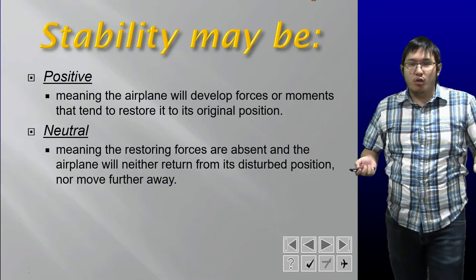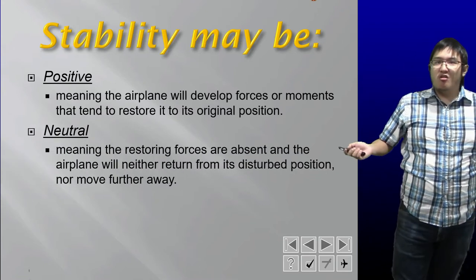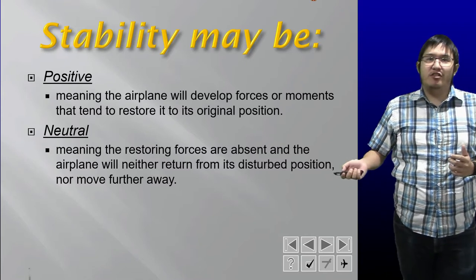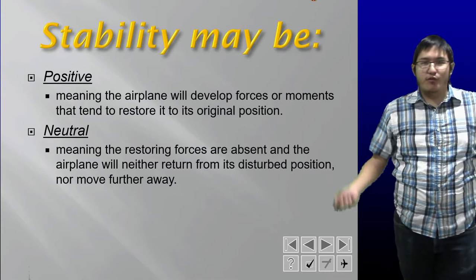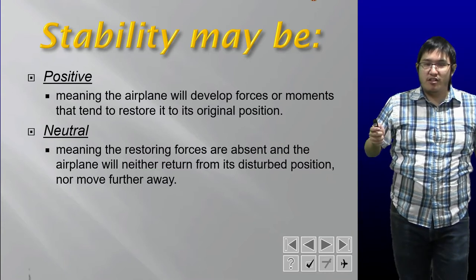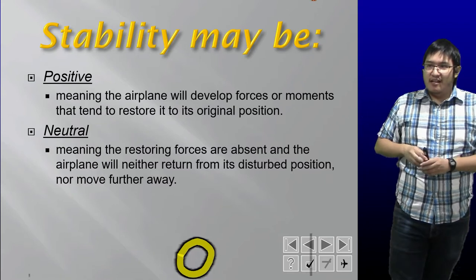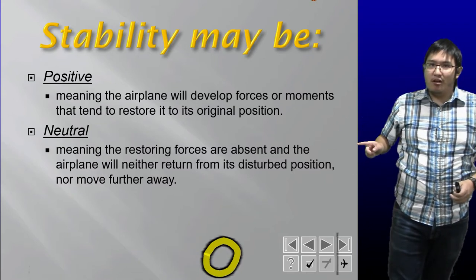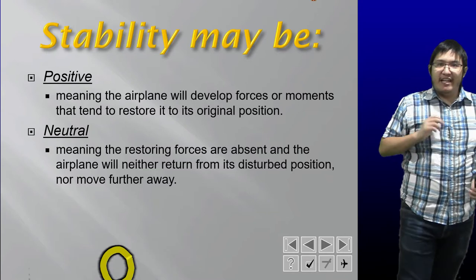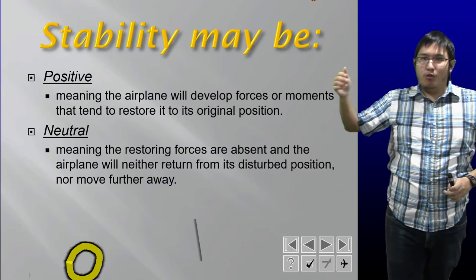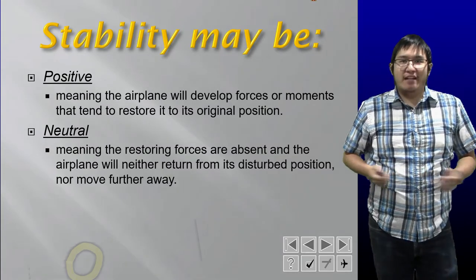Next up is neutral stability. In this case, there are no restoring forces. So when disturbed, the aircraft will just stay there. It will not move further away or return to its original position. Think of a ball on a flat surface. Let's say you push the ball a little bit, eventually it'll stop and just stay there. It won't go any further and it will not return back to where it started.